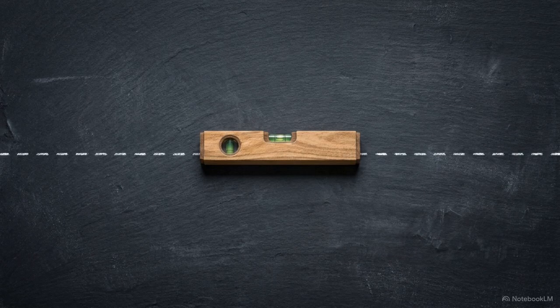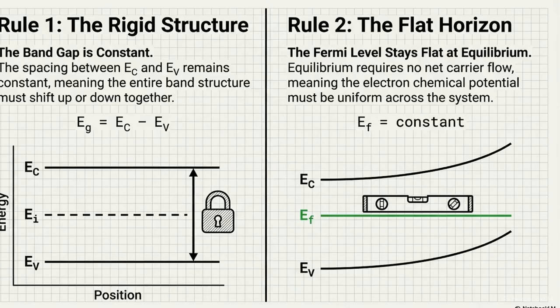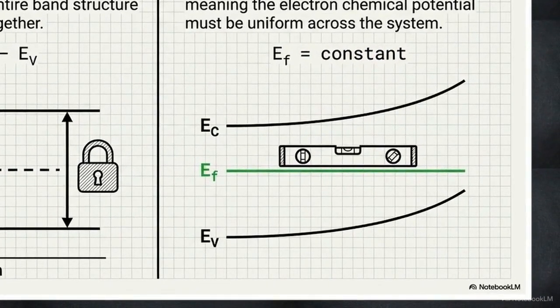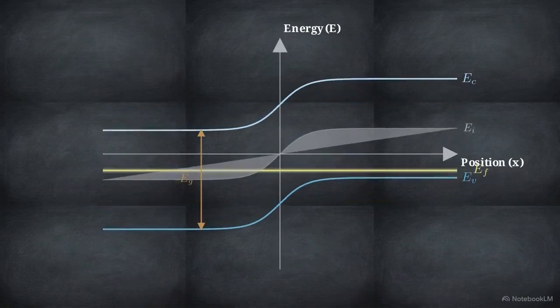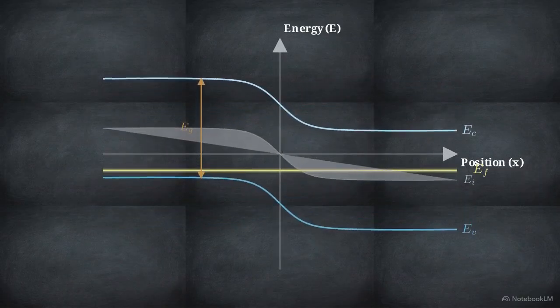The second rule governs systems at thermal equilibrium. Equilibrium requires zero net carrier flow, which means the electron chemical potential must be uniform across the entire connected system. Because this potential is uniform, the Fermi level is drawn as a perfectly flat horizon line. This means all geometric variation in the bands must occur around this fixed horizontal Fermi level.